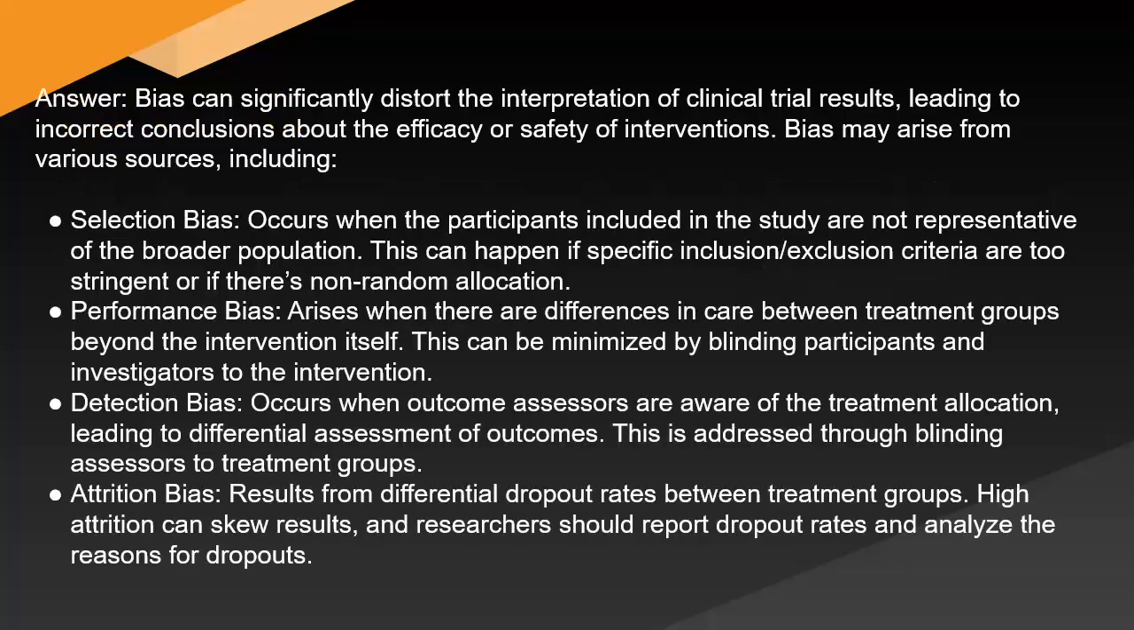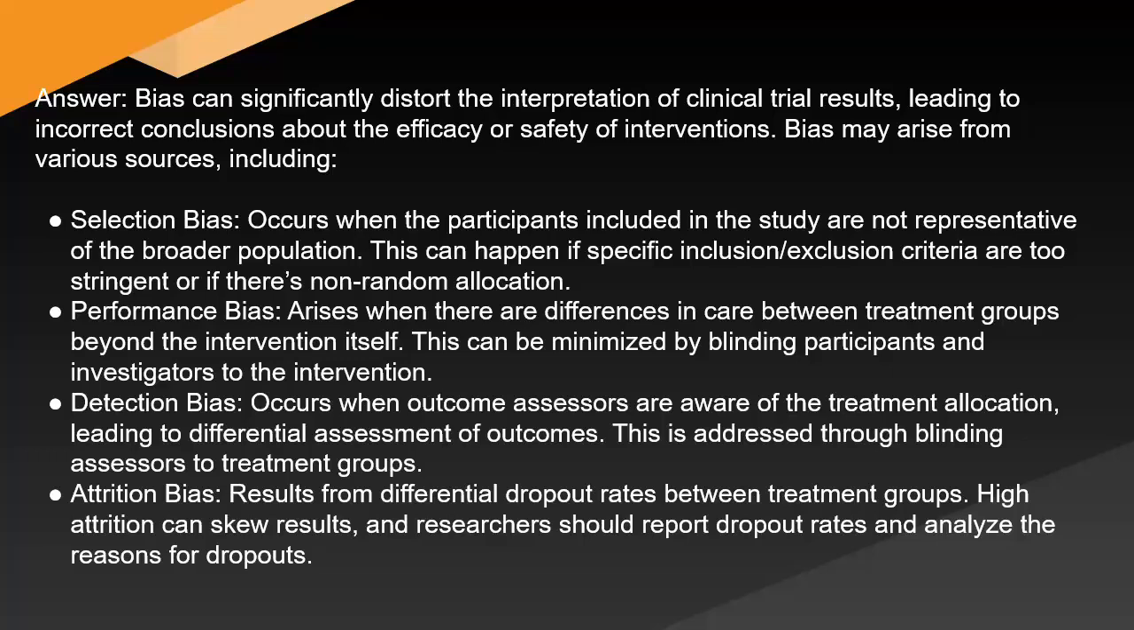impact? Answer: bias can significantly distort the interpretation of clinical trial results, leading to incorrect conclusions about the efficacy or safety of interventions. Bias may arise from various sources, including selection bias, which occurs when the participants included in the study are not representative of the broader population.